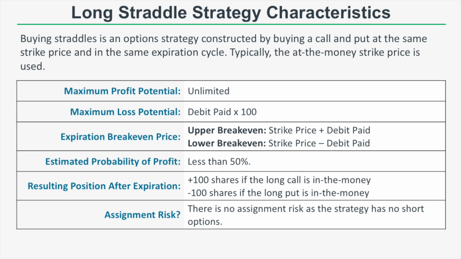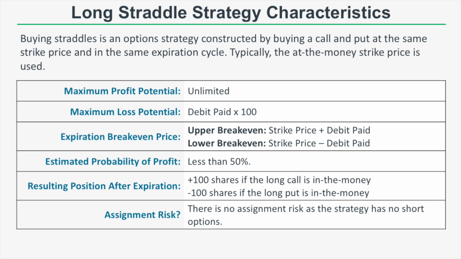So the expiration break-even prices are going to be the strike price plus the debit paid and the strike price minus the debit paid. So to make money on a long straddle at expiration, the stock price has to have moved more than the debit you paid away from the straddle strike price. Now it doesn't matter if that movement is up or down. Now since you need a large stock price movement to profit with a long straddle, the estimated probability of profit is less than 50%.